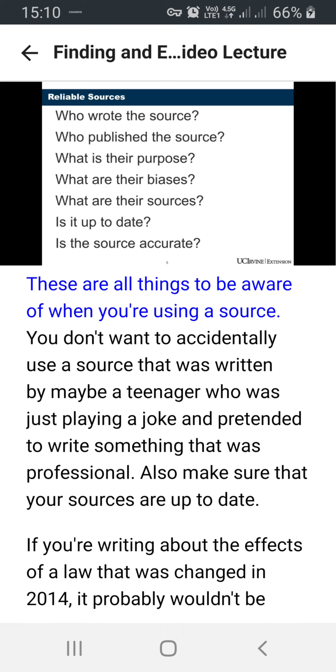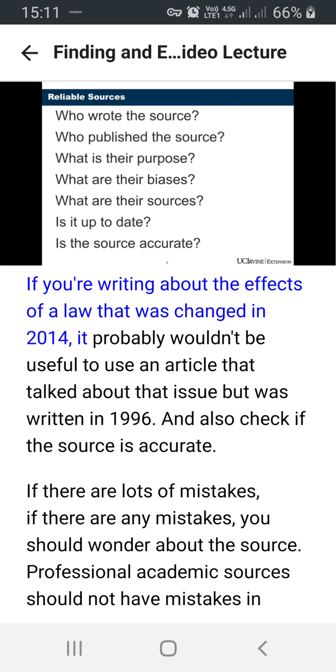You don't want to accidentally use a source that was written by maybe a teenager who was just playing a joke and pretended to write something that was professional. Also make sure that your sources are up to date. If you're writing about the effects of a law that was changed in 2014, it probably wouldn't be useful to use an article that talked about that issue but was written in 1996. And also check if the source is accurate.